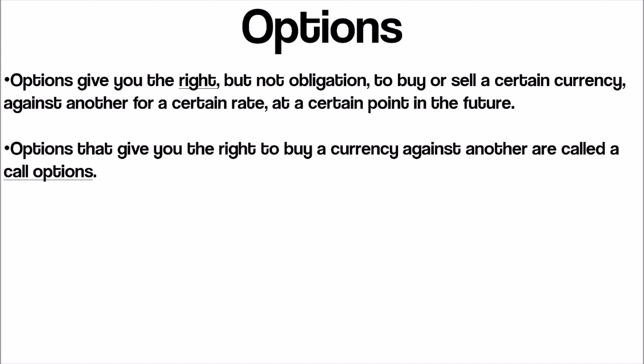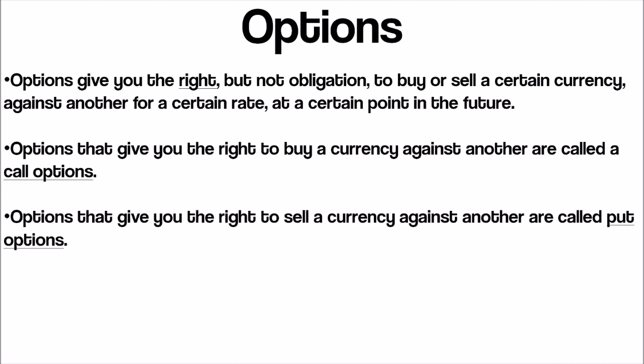Options that give you the right to buy a currency against another are called call options, and options that give you the right to sell a currency against another are called put options. Of course, you're always buying and selling a currency against another one, so it's just a notational thing, really, the difference between a call and a put. A euro-dollar call is the same as a dollar-euro put.